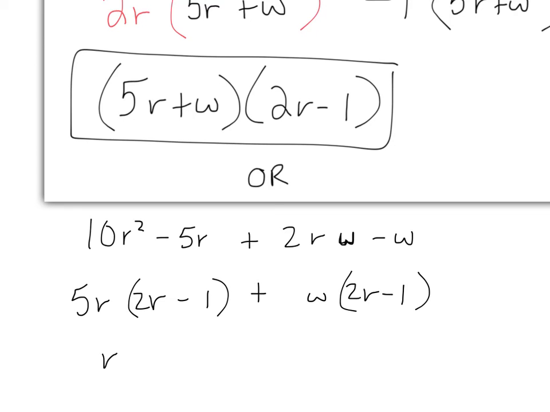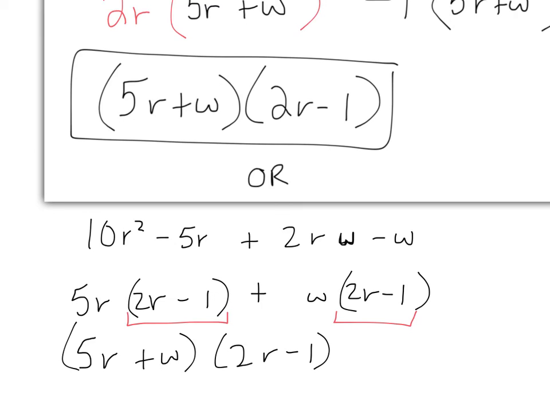You're still going to get 5R plus W and 2R minus 1, because this is common now. The only difference is that the common factor in parentheses turned out to be the other term you had a moment ago. So sure, you could switch the order of these two factors and write it the other way, but it's the same answer. This times this is the same as this times this. It's commutative, so it doesn't matter which way you write it. Does that make sense, grouping? It's a useful technique that is usually overlooked when factoring.